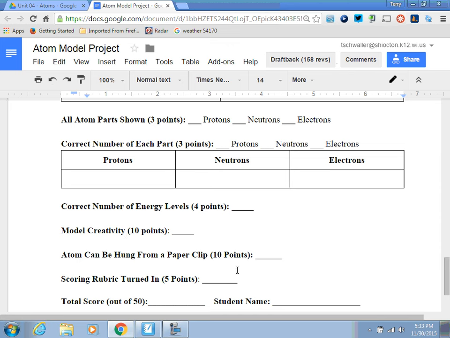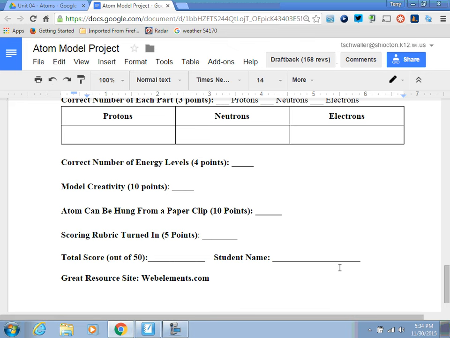Also 10 points. It needs to be able, like I said before, to be hung from a paper clip in the ceiling. So make sure that you design it that way. That's 10 points. And then did you turn in this scoring rubric with your atom model? That's worth 5 points. If I print out a whole new copy for you, that's going to cost you 5 points. So at the bottom here, you see the total score out of 50 and the student name.